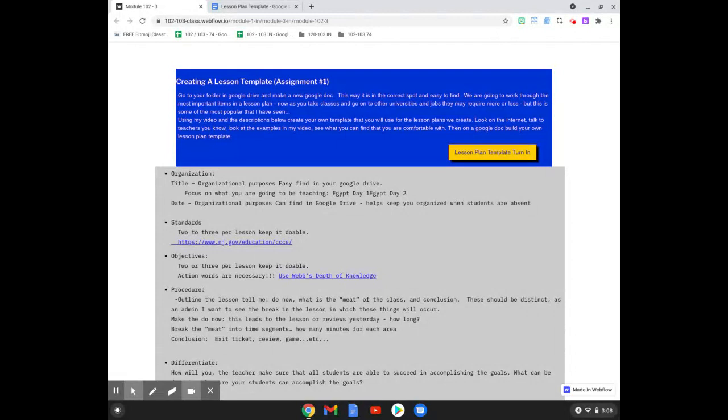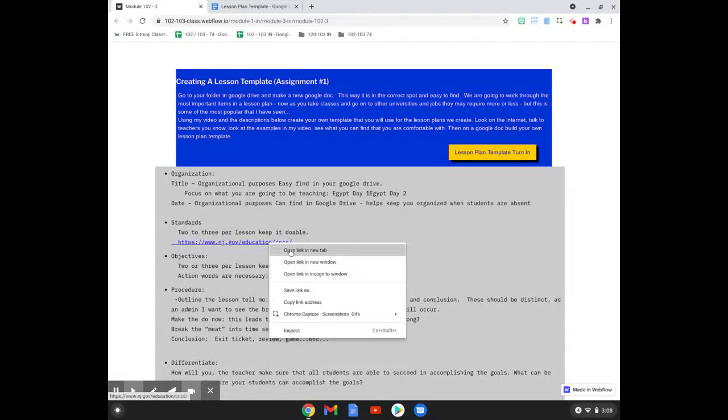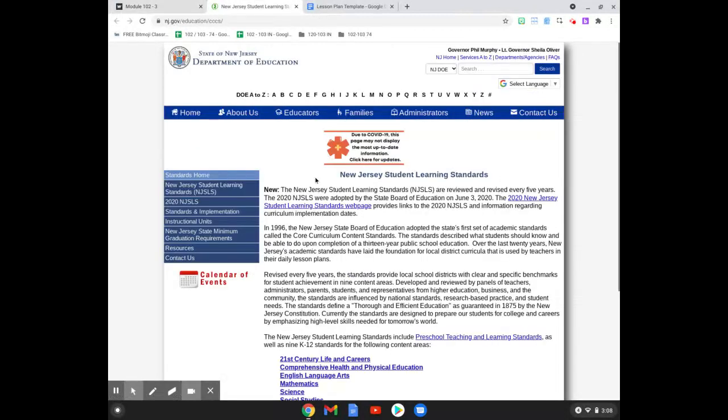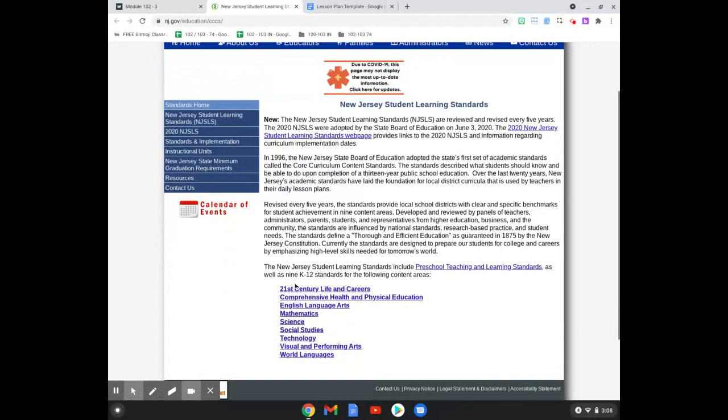Standards are a very big deal, right? And I have linked on here your standards for New Jersey, okay? And here they are, right? Your standards are written very nicely for you. If you come down here, you see English, math, science, social studies, technology.